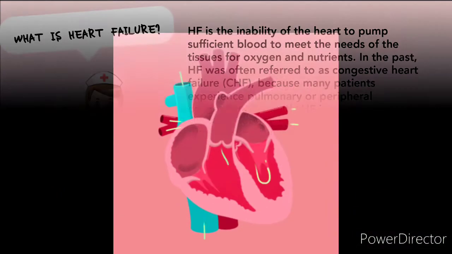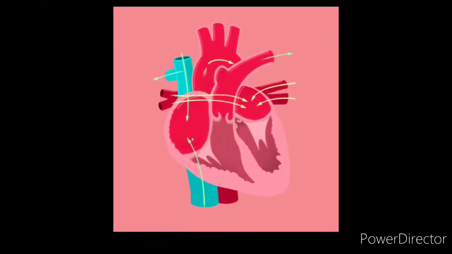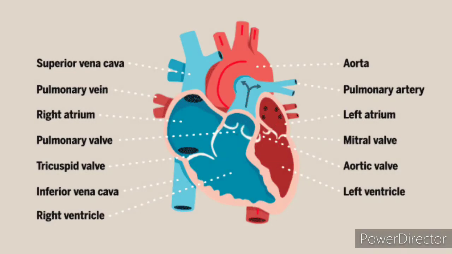First, let's have a brief anatomy review of the heart. The heart is made up of 4 chambers, 2 upper chambers known as the left atrium and right atrium, and 2 lower chambers called the left and right ventricles. It is also made up of 4 valves: the tricuspid, pulmonary, mitral, and aortic valves.